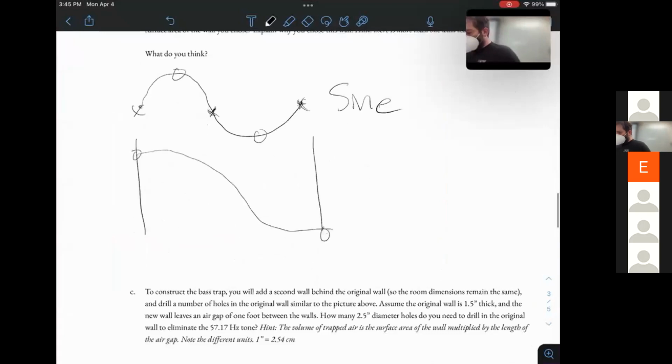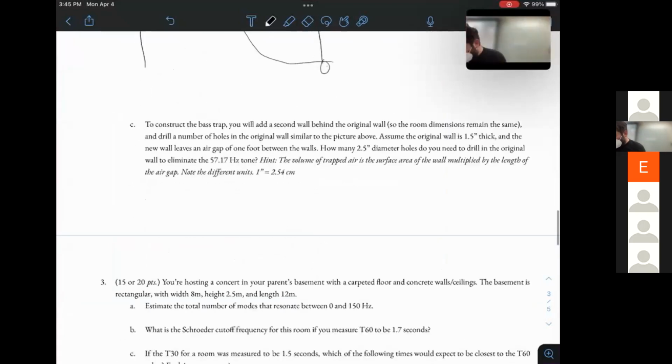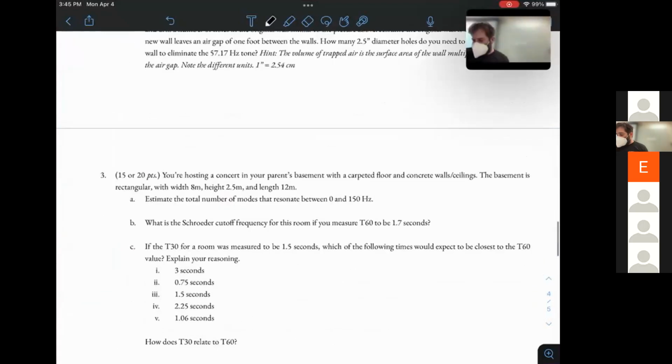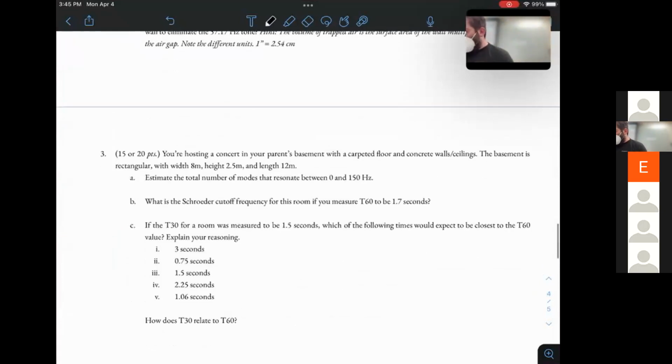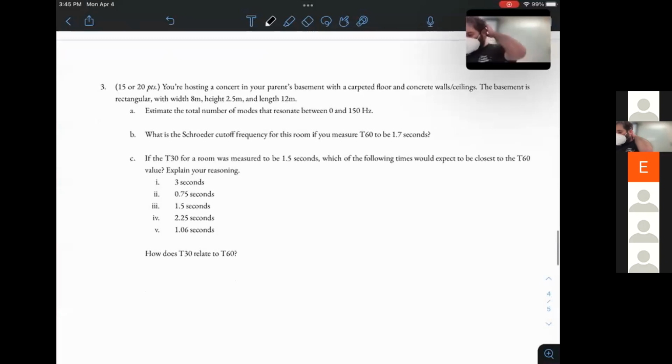Yeah, one last one. We're going to skip C because we haven't talked about that in class. On number 3, we are going to skip A and B and jump right to C. So this is this question about T30s and T60s. It says if the T30 for a room is measured to be 1.5 seconds, which of the following times would you expect to be closest to the T60 value? Explain your reasoning.